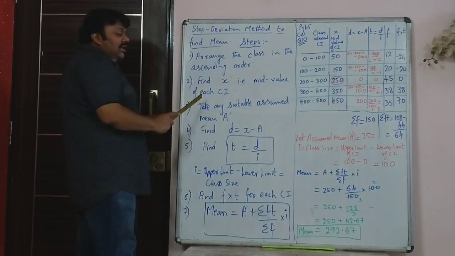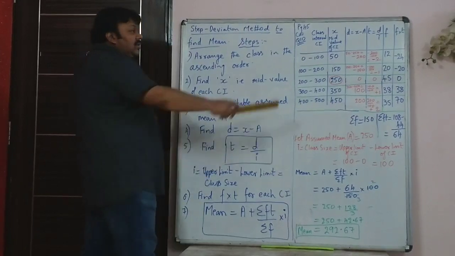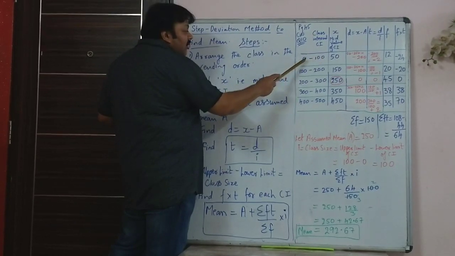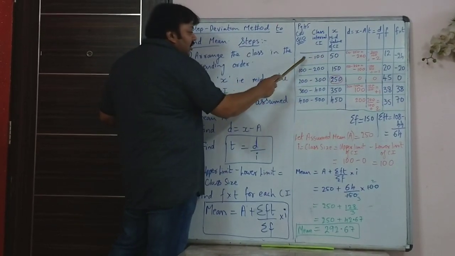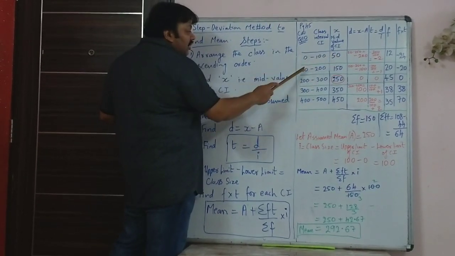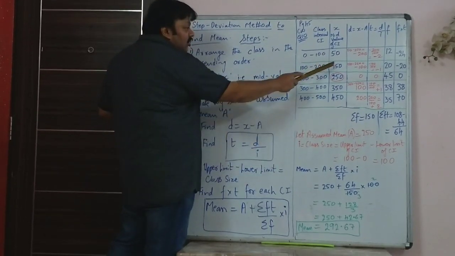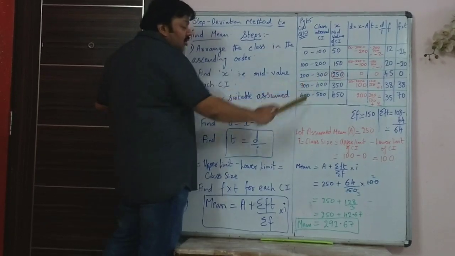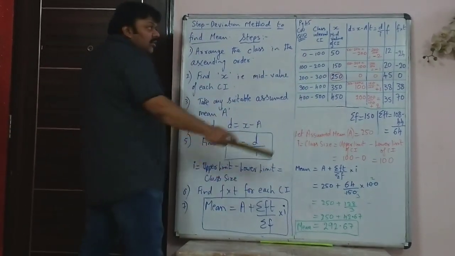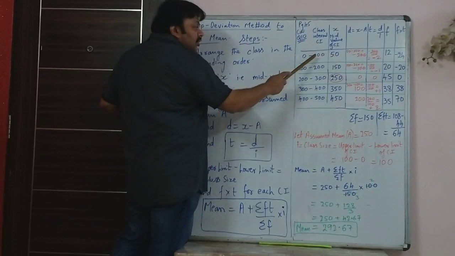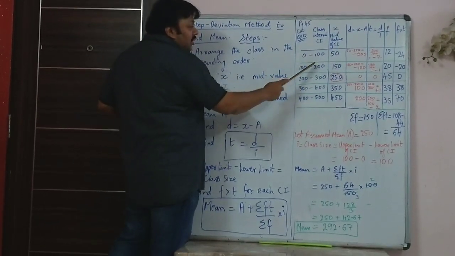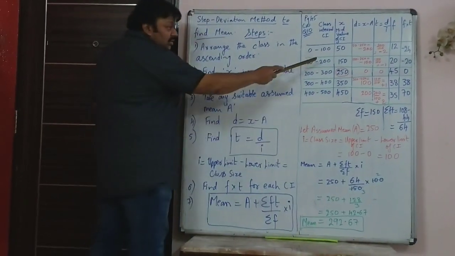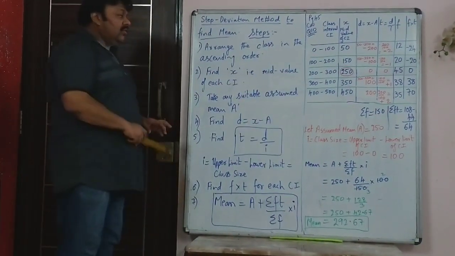Then you are asked to find x, the mid value of each class interval. So the second column we make is lower limit plus upper limit upon 2. So we have done 0 plus 100 upon 2, 50, 100 plus 200 upon 2, 150, 200 plus 300, that is 500 upon 2, 250, and so on. You need not show the working. You can do it mentally. It is simple. The middle of this is 50. Any student will tell that. So this is 150, this is 250, and so on.